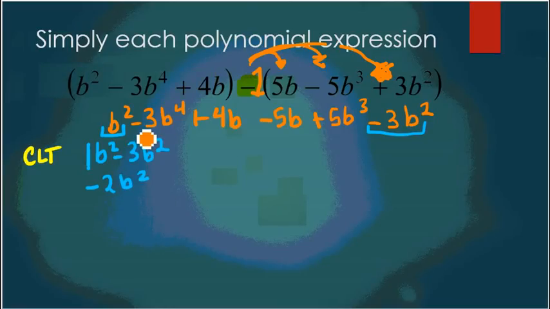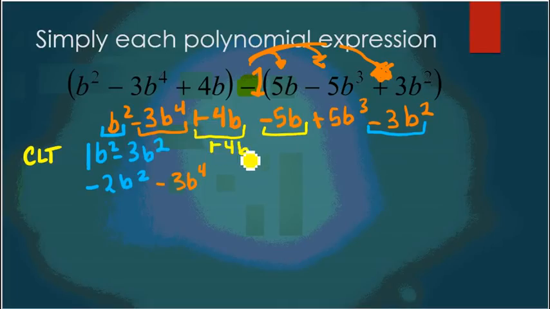Now the next set of like terms is a minus 3b to the fourth, and there's no other b to the fourth, so we're just going to bring it down, minus 3b to the fourth. Now we're going to look at plus 4b. Is there another b term? Yep, minus 5b. So that's plus 4b minus 5b, which becomes negative 1b. 4 minus 5 is negative 1. And then we're left with this last one, 5b cubed. Now, to finish the problem, we have to put it in standard form.